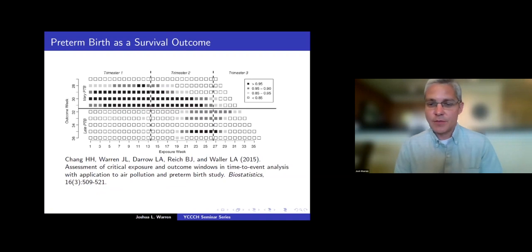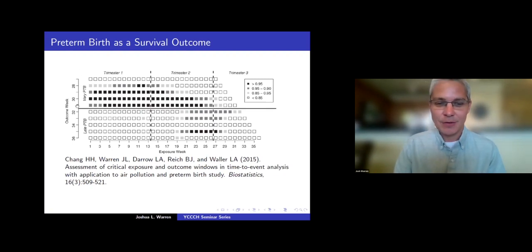Mentioned that we worked on the survival outcome. Well, we started to think about preterm birth instead of just a binary outcome, yes or no. We wanted to consider it as a survival outcome. So what's the probability you make it to week 35 of your pregnancy, given that you've made it to 34, for example? So what this opened up was, well, maybe there are different exposure windows given different outcome weeks.